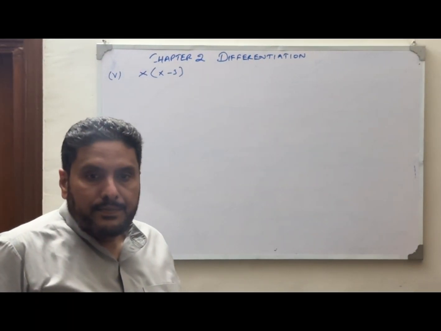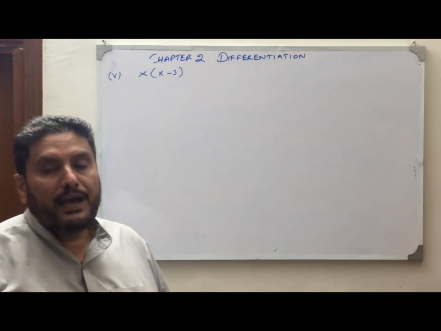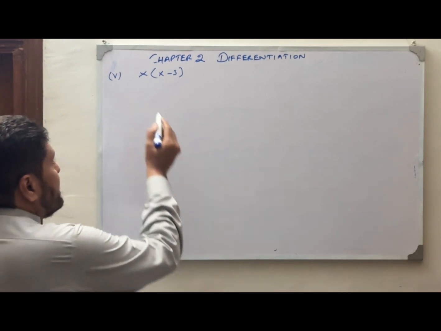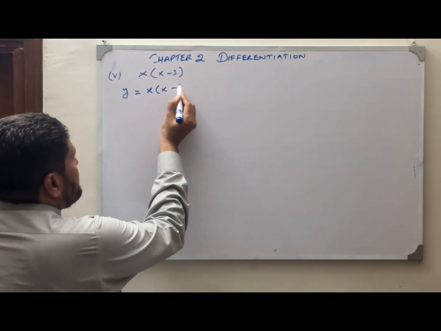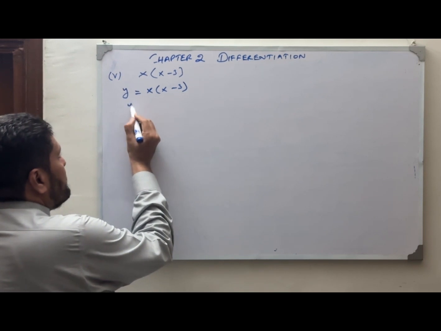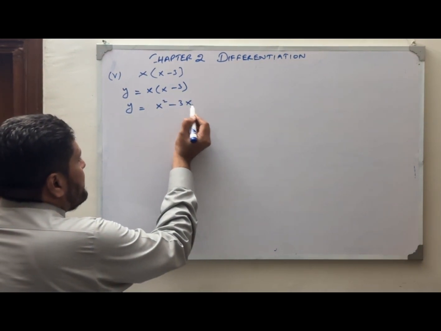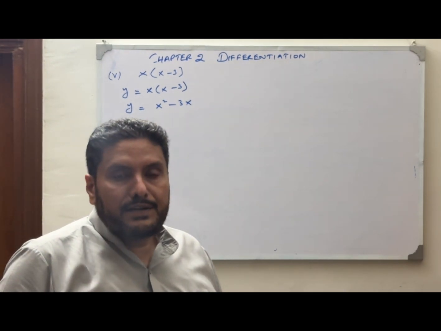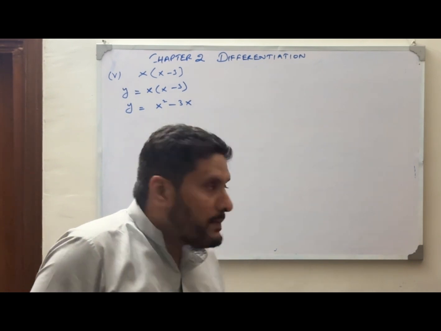Okay, our next function, part 5, in which the function is x into x minus 3. So we can write it as y is equal to x into x minus 3, or we can write it as y is equal to x square minus 3x. So this is our given function. We have to find the derivative of this function by using the ab initio method.